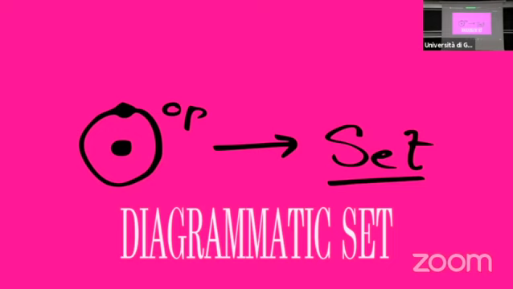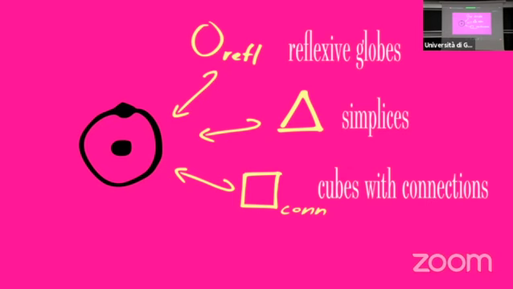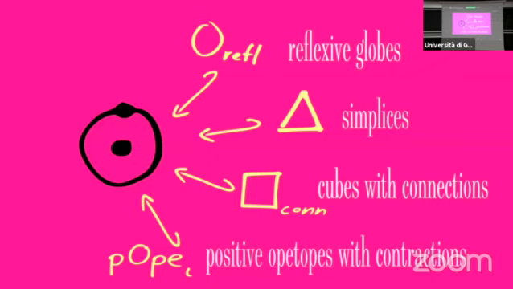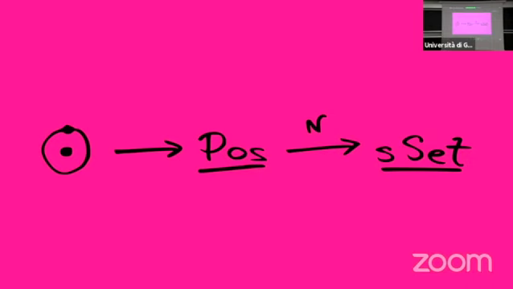The atom category contains many others as full subcategories: the reflexive globe category, the simplex category, the category of cubes with connections, and the category of positive opetopes with contractions. Importantly, maps of atoms are order-preserving, so we get a forgetful functor to the category of posets. We can compose these with a simplicial nerve functor, then do a left Kan extension.